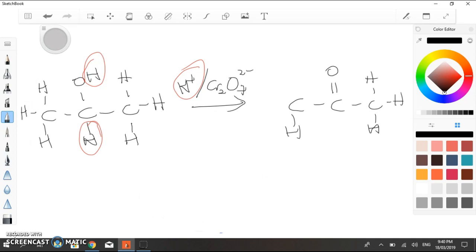Tertiary alcohols cannot be oxidized because there is no hydrogen on the carbon with the OH group that can be removed. That is the simple deal with it. So there are the oxidation of primary and secondary alcohols, and I'll talk more about that in my next video.